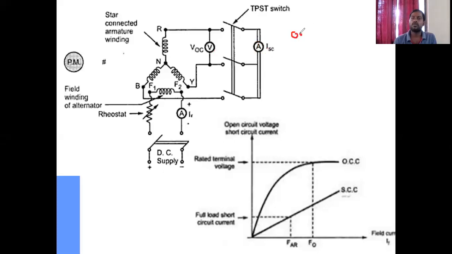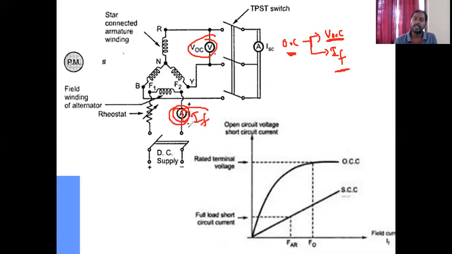Now let us discuss the OC test, the open circuit test. The OC test is conducted between the open circuit voltage, which is this voltage, versus the field current. The voltmeter is here, and the field ammeter is available here, which measures the field current. The test conducted between these two is called the OC test.